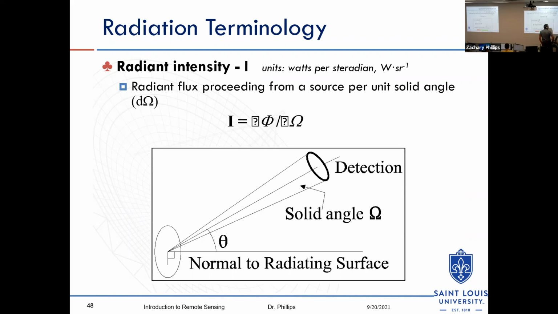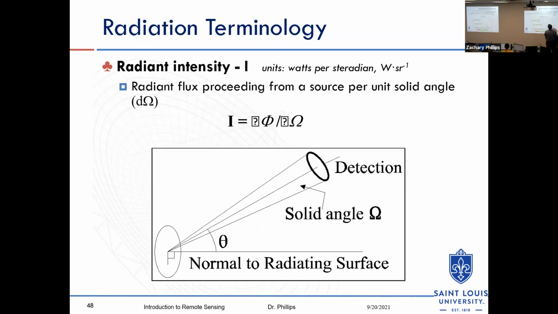So the radiant intensity is a measure of intensity for a radiating surface. A lot of times this is related to the angle at which EMR interacts with the surface or reflects off the surface. So after the reflection is emitted, it forms a solid angle, which is noted by omega here, and heads toward our detector.